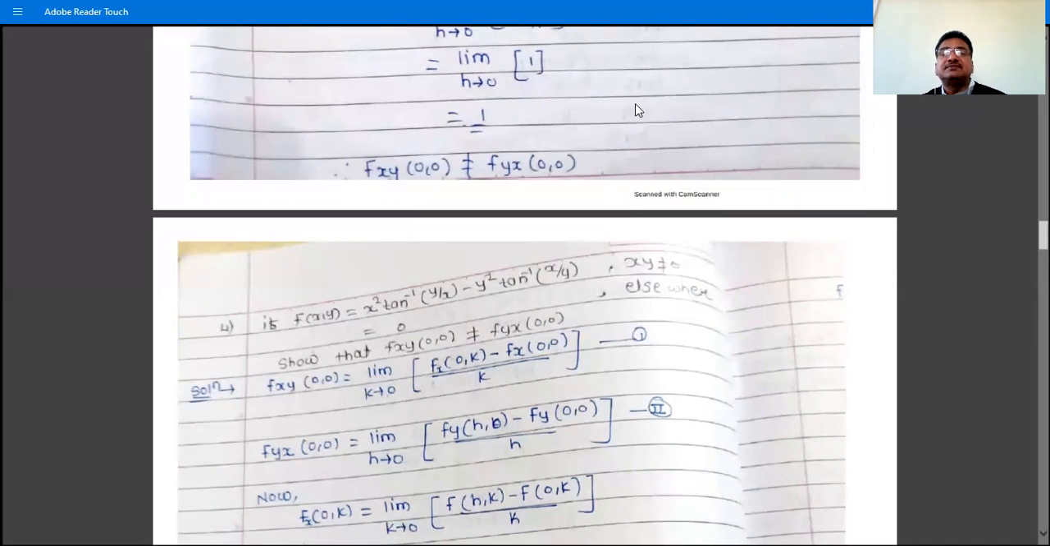In the next lecture, we will see some more problems of this type and the statements of these three theorems, that is Schwarz's theorem, Young's theorem, and Clairaut's theorem.